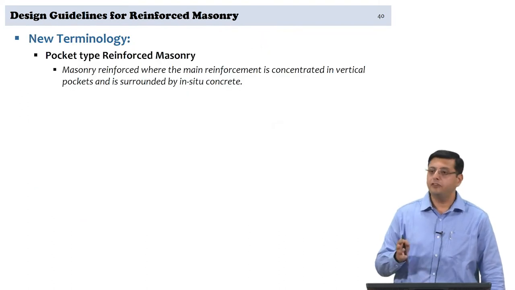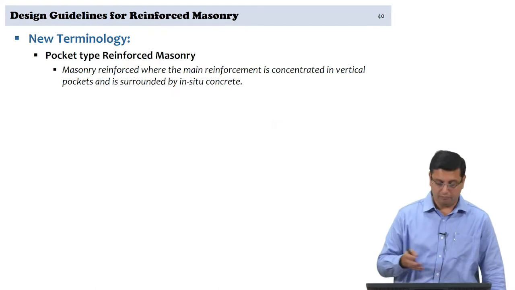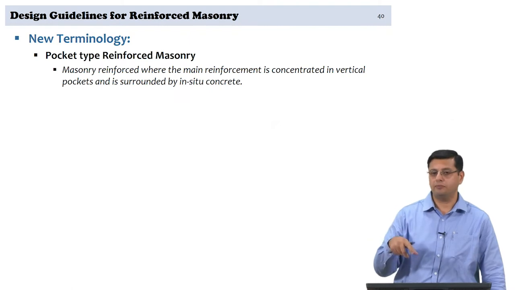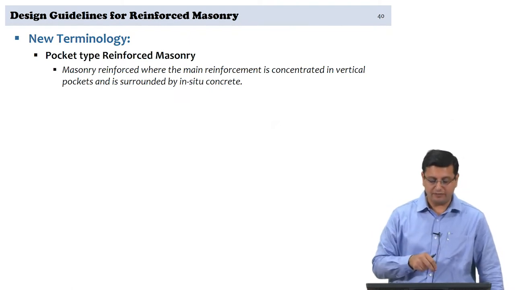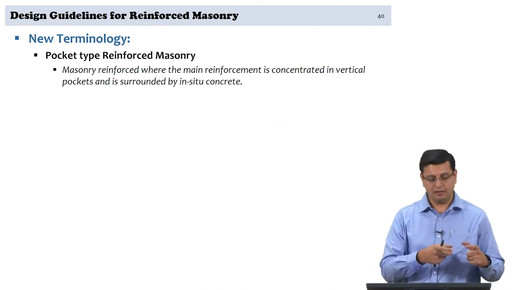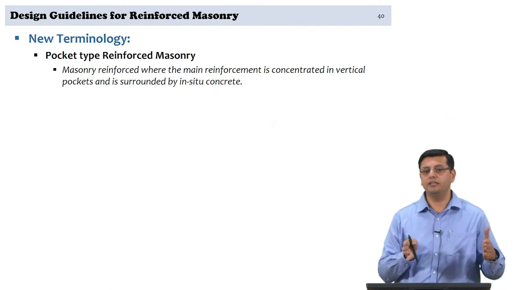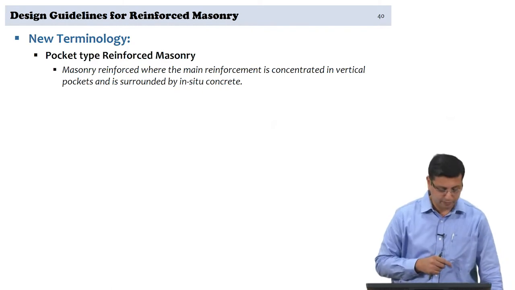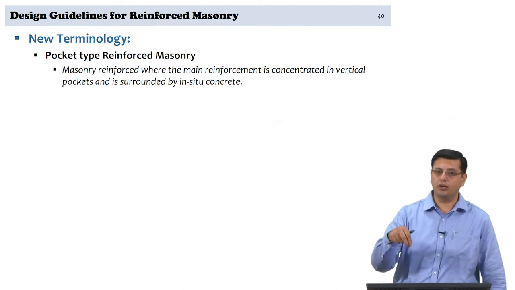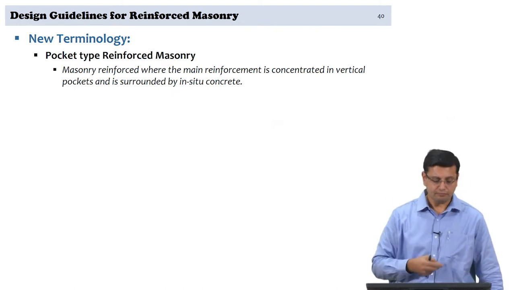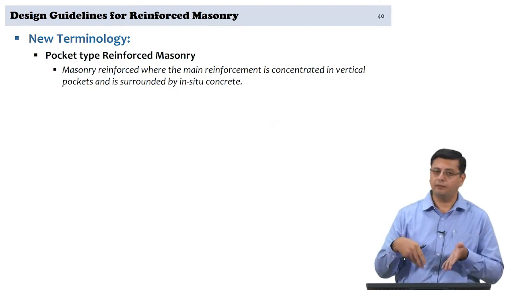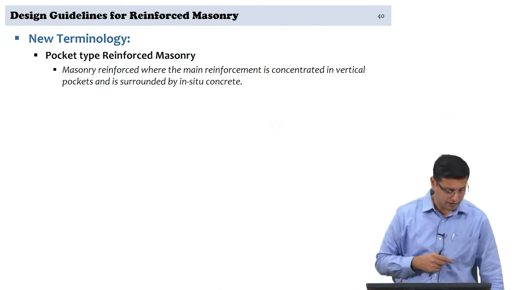The category that we have been looking at earlier in the different typology of masonry where the hollow blocks are reinforced is referred to as pocket type reinforced masonry. That is, the reinforcement is placed within the pockets that are available within each unit. So, it is referred to as pocket type reinforced masonry, where you then have to do in situ concreting within the pocket. In the previous category, the cavity wall, the entire cavity has to be grouted with concrete in situ.